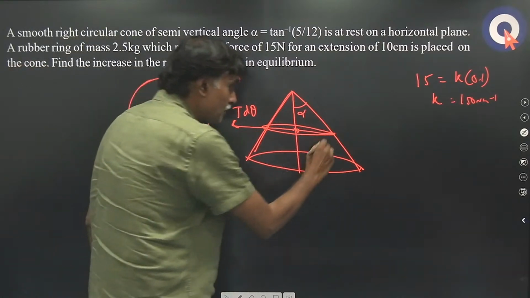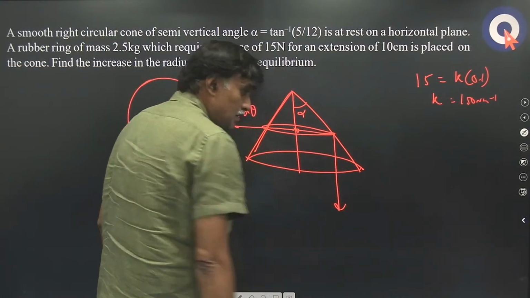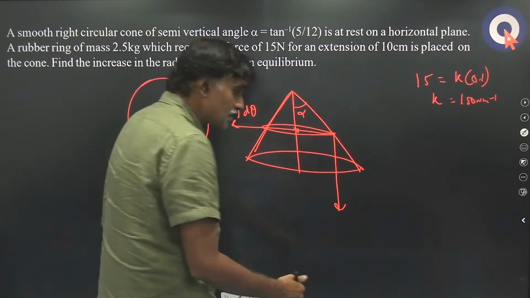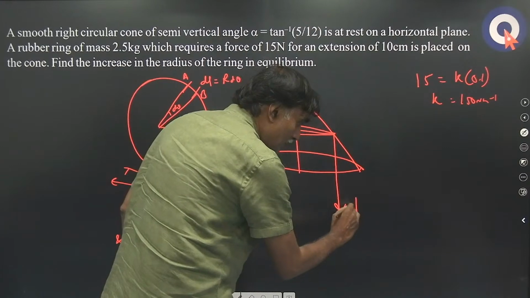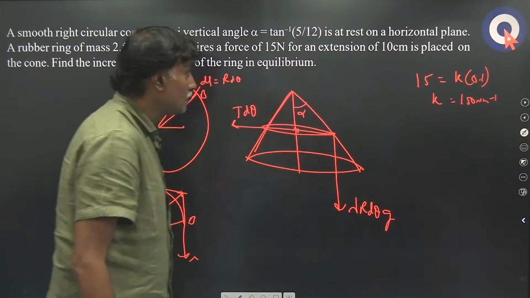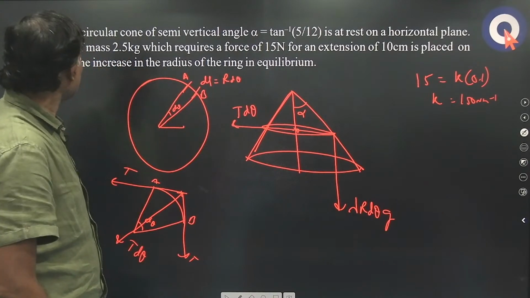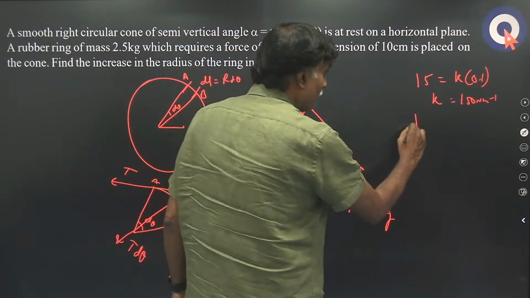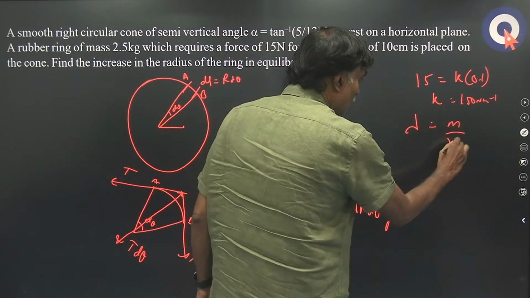Then gravitational force is downwards. That is how much? dm into g, that small element mass into g. What is mass of that small element? Lambda r d theta, where lambda is mass per unit length, into g. Mass is given by 2.5 kg. What is lambda? M by 2 pi r.